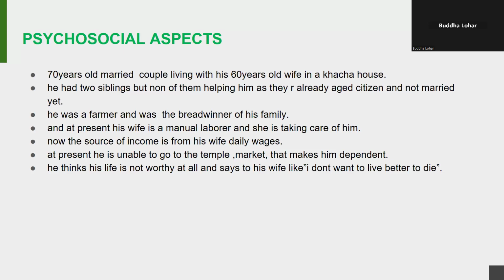Because of his illness, his wife has to handle all his household activities, and the hospital treatment she also has to do by herself. Now the source of income is his wife's daily wages. At present, he is unable to go to the temple or market, and that makes him dependent on his wife. And sometimes he tells his wife that his life is not worthy at all, and says, I don't want to live, better to die, because of his illness.